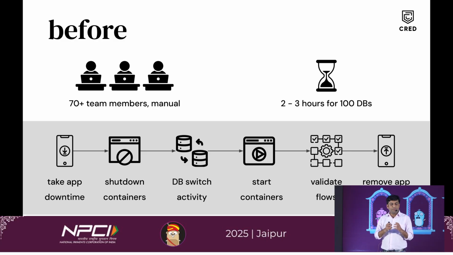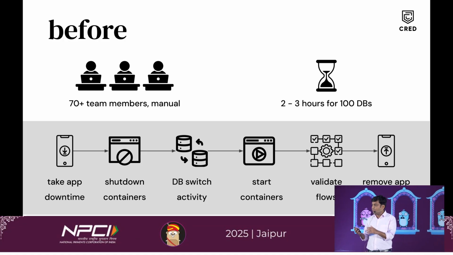Then the respective service owners would go and bring down their application containers. Then the database team would go and perform the database switch activity. Once the activity was done, the service owners would again come and start the containers again. Then the QA team would do the validation, the sanity of all the flows, before the traffic could be enabled on the app.